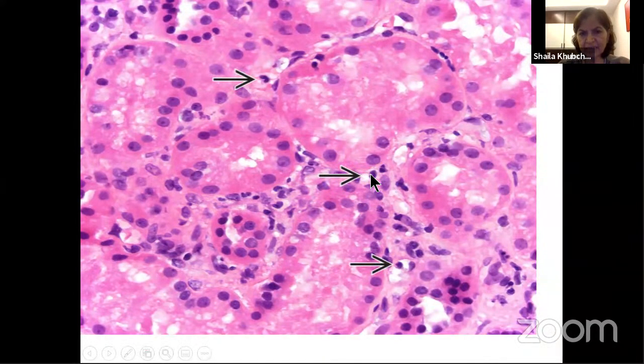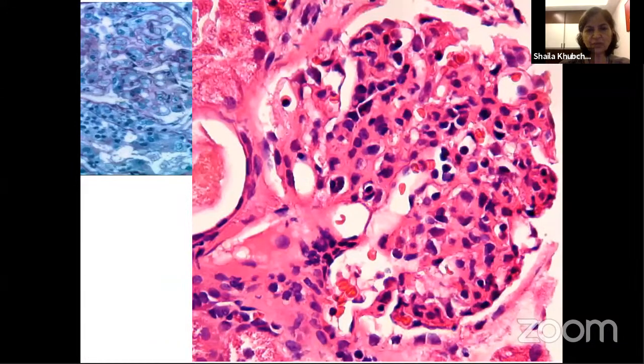Just to highlight the neutrophil, you can see that it is moving now into this peritubular capillary. So this is a peritubular capillary, this is a neutrophil, and you can see here that it is now transgressing into the peritubular capillaries. So our first feature is that you must have neutrophils.